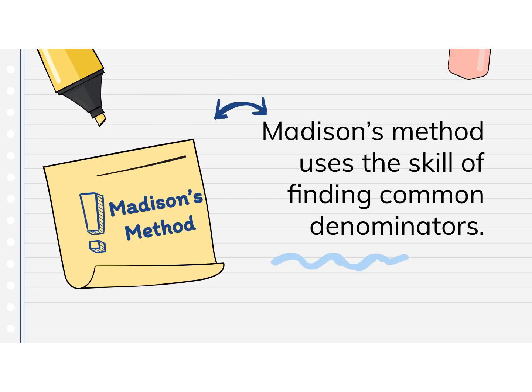Our first method today is called Madison's method. It's going to use the skill of finding the common denominator of two fractions in order to divide the two fractions. Now, finding common denominators is something you should be familiar with. You use common denominators when you add fractions and when you subtract fractions. So this uses a lot of prior knowledge and should feel pretty comfortable to you.